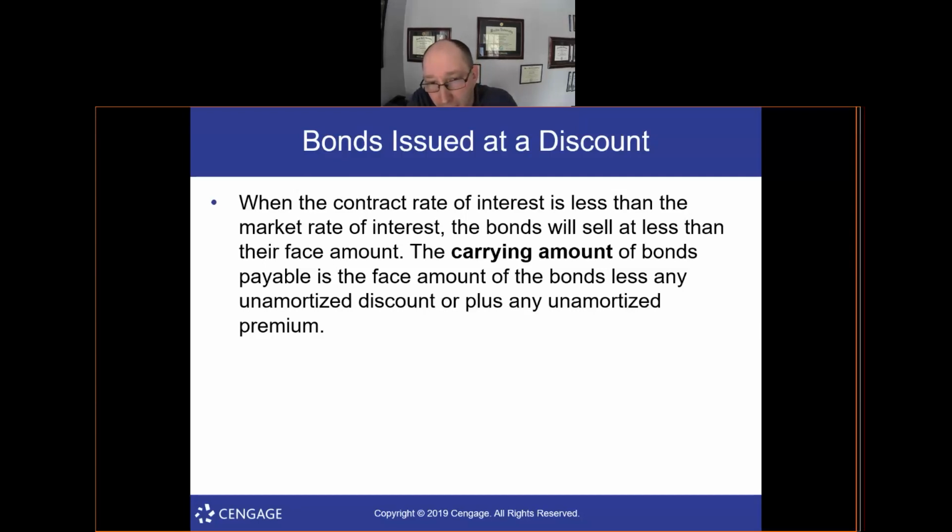The carrying amount of bonds payable is the face amount of the bonds less any unamortized discount plus any unamortized premium. The word amortization, as we talked about in earlier chapters, is the allocation of interest over the life of the bond.